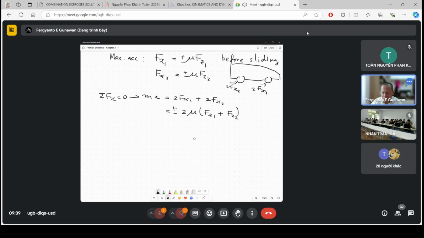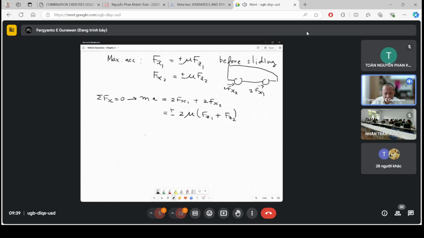So we come back here, and we are going to say that this equals 2 and mu times the weight of the vehicle, which is m and g, right? So now we have here the m and a, and we can cancel out the two, yeah, this one too, it will be m then g.